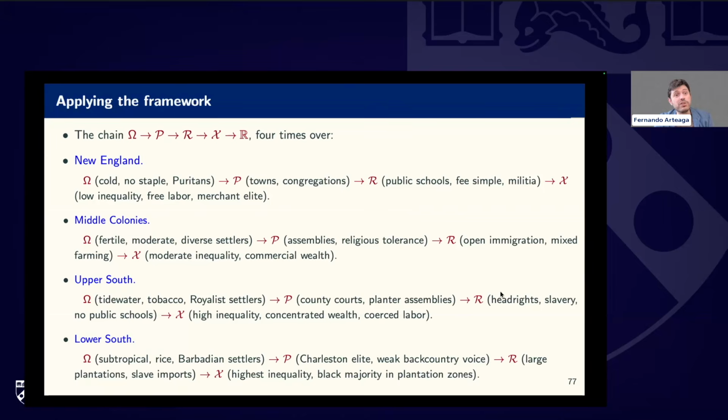And that leads to policies that will be very different. There's no incentive to actually produce public schools. Because again, if you are a rich plantation owner, you can hire your own teacher to teach your own son, so you don't need the public school. That obviously creates conditions that will evolve through time and create more levels of inequality.